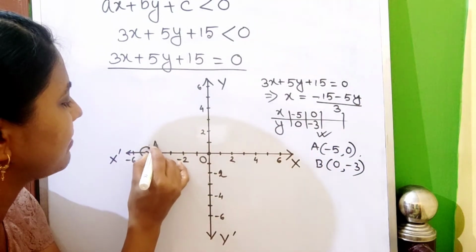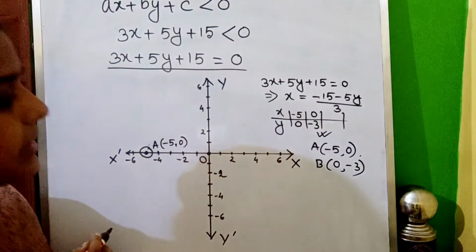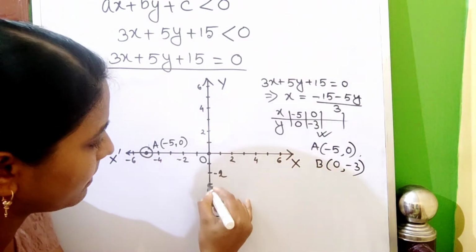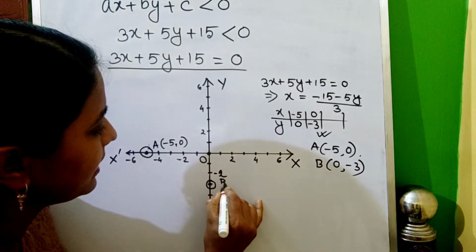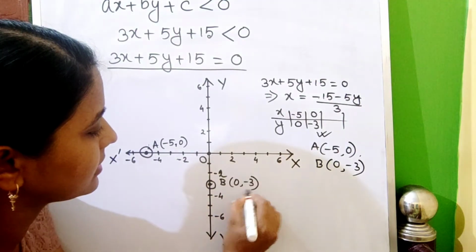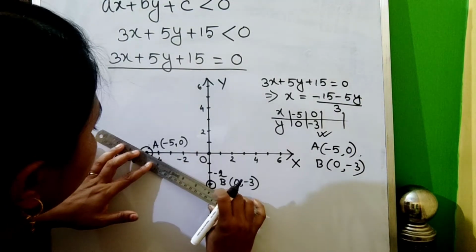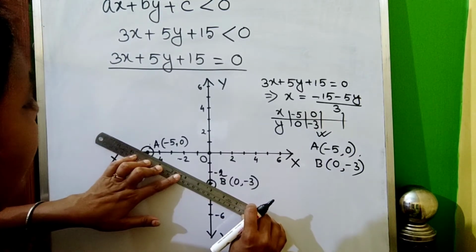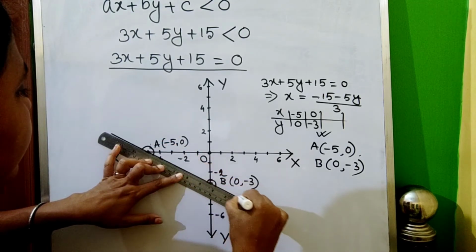So I am giving it the name A, minus 5 comma 0. Then the next point is B, which is 0 comma minus 3. So 0 comma minus 3 will be here, we will encircle it, and this is B. We have got 2 points, and with 2 points we can draw a line. So we will draw this line. Again I am telling you, always find 3 points to make your line perfect and accurate.